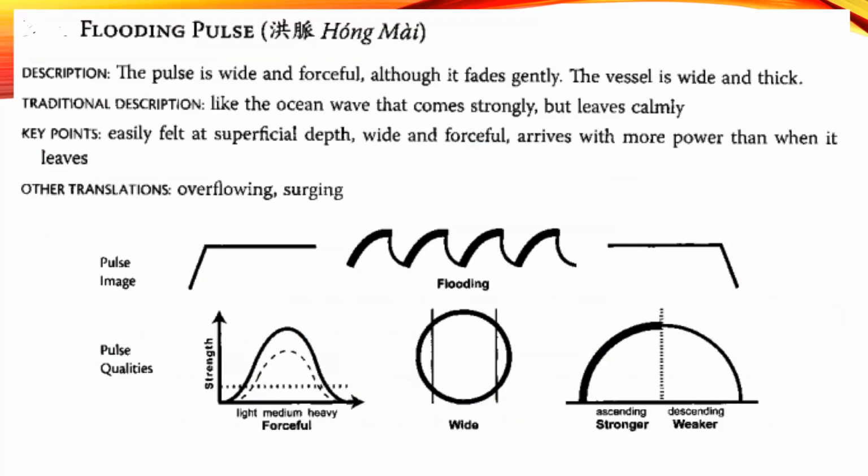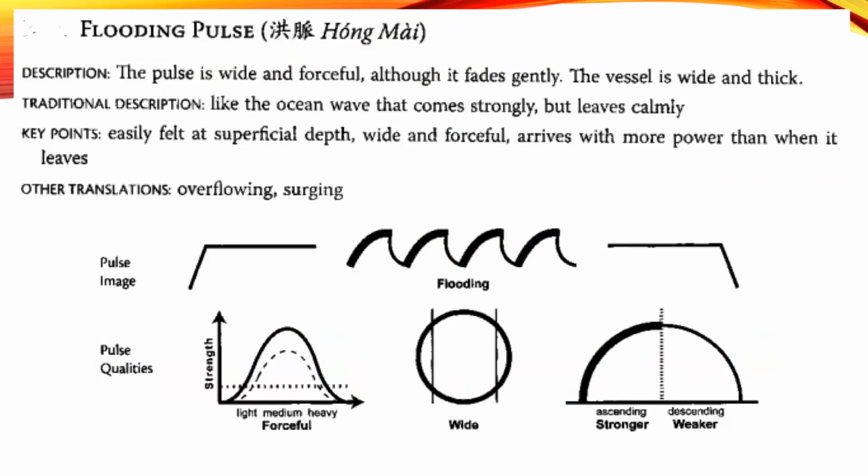Next is flooding pulse. Description: the pulse is wide and forceful. So parang family siya, no? Big pulse, tapos yung flooding pulse, dahil wide din siya. Although it fades gently, madaling mawala po pag flooding pulse. The vessel is wide and thick. So traditional description, like the ocean wave that comes strongly but leaves calmly.